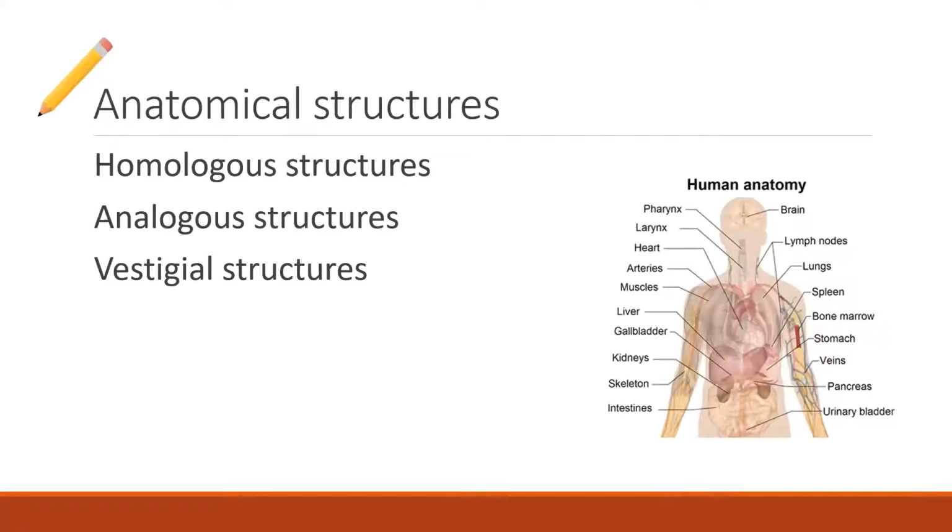What are the anatomical structures we're going to talk about? We're going to talk about homologous structures, analogous structures, and vestigial structures. I'd like you to jot these 3 down. We're going to explore each of these 3.